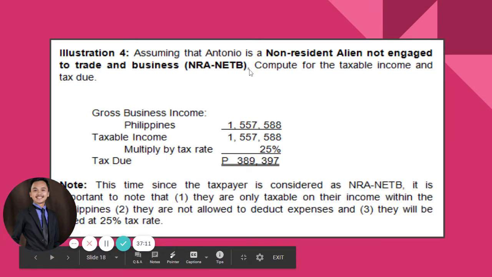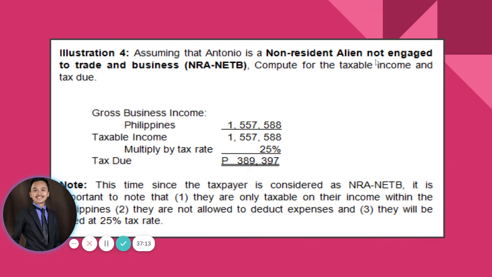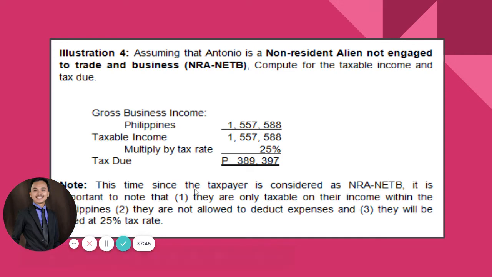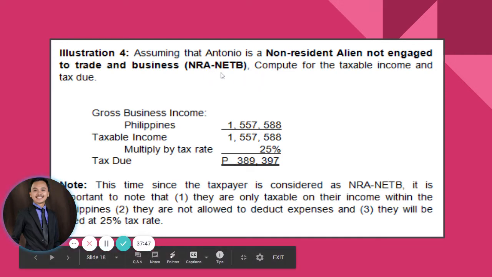Now, assuming this time that the taxpayer is a non-resident alien not engaged in trade and business. Now, there is a special computation when the taxpayer is NRANETB. Okay? It is important to note that one, they are only taxable on their income within the Philippines. So therefore, not taxable ang income from US. And second, they are not allowed to deduct expenses. So if you have noticed in the computation, we did not deduct the expenses, even the expenses from the Philippines. And lastly, they will be taxed at 25%. So 25% is constant basta ang taxpayer is NRA-NETB.